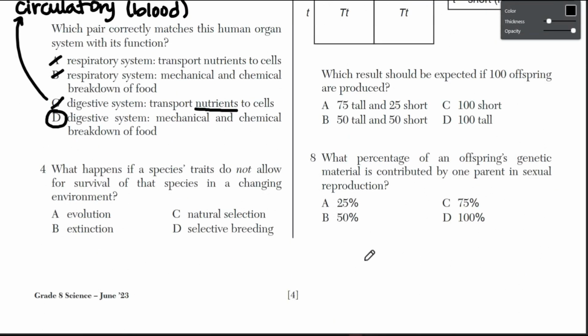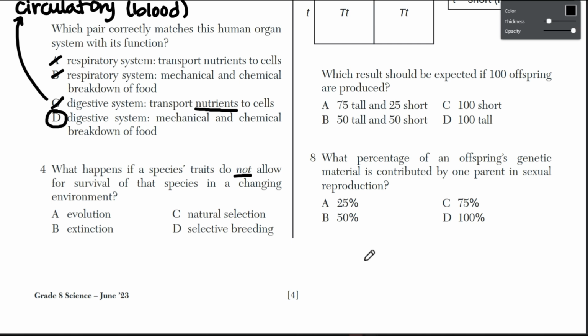All right, and number 4, what happens if a species' traits do not allow for survival of that species in a changing environment? So we have A, evolution, B, extinction, C, natural selection, and D, selective breeding. All right, so let's go through this one. So again, anytime we see bold letters, italicized, underlined, we really want to take note of that. So these traits do not allow for survival.